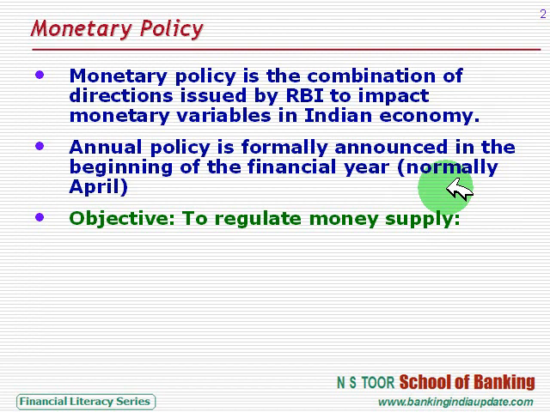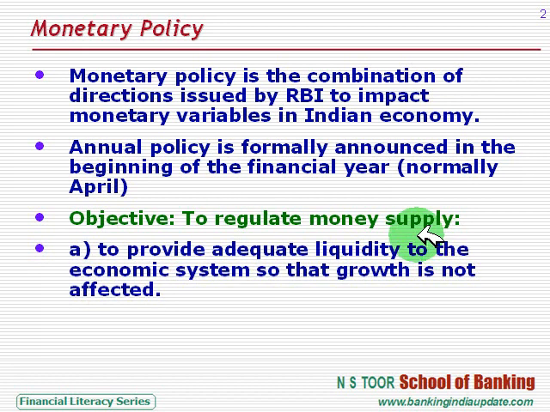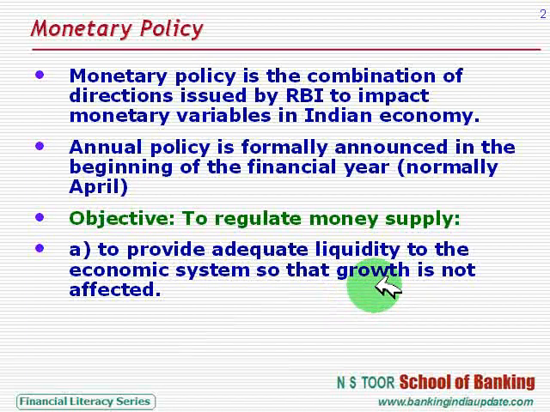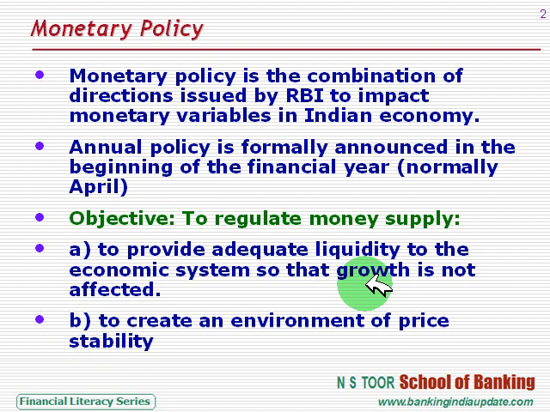What is the objective of monetary policy? The objective is to regulate money supply with a view to provide adequate liquidity to the economic system so that growth is not affected. Economy requires liquidity for the purpose of growth, and it is one of the objectives of money supply that adequate liquidity is available in the economic system so that growth is not hampered. Simultaneously, to create an environment of price stability. So another objective of money supply is to ensure price stability.